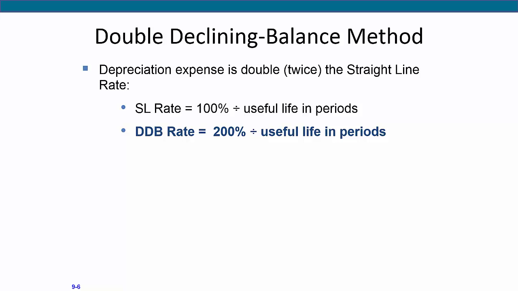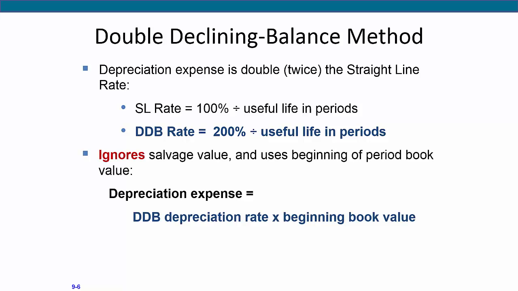For financial accounting purposes, the most common accelerated method is the double declining balance method of depreciation, which uses a depreciation rate that is 2 times the straight line rate and applies it to the asset's beginning of the period book value. The amount of depreciation declines each period because book value declines each period. To determine the double declining balance depreciation rate, divide 200% by the asset's useful life in periods. To calculate depreciation expense, multiply the depreciation rate times the asset's beginning of the period book value.